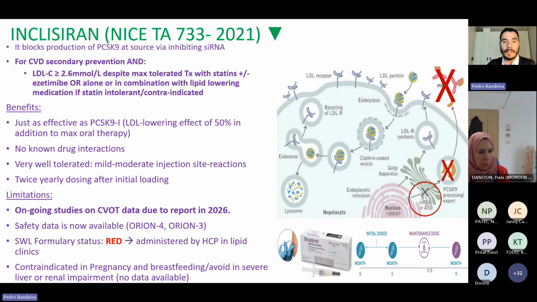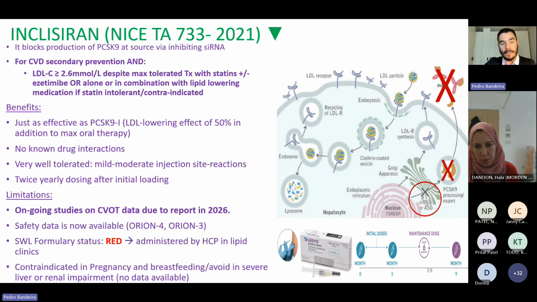We currently do the therapy from the lipid clinic at St George's Hospital and Epsom St Helier only. We have roughly 50 to 60 patients at St George's, and it's been quite well tolerated. The limitation of this drug is that we're still waiting for cardiovascular outcome data, which is due to report in 2026. We have enough safety data to warrant the use of this drug. As you know, by reducing LDL, you reduce cardiovascular risk.